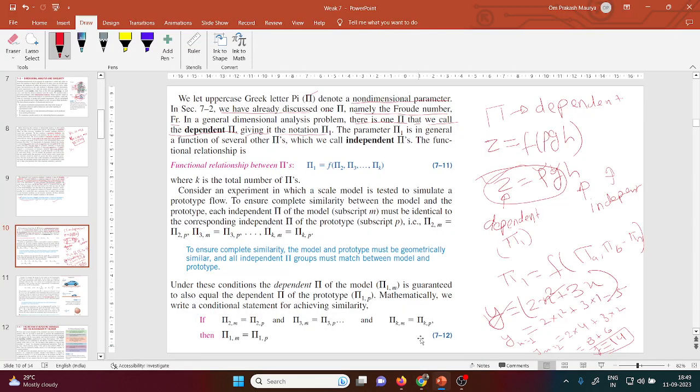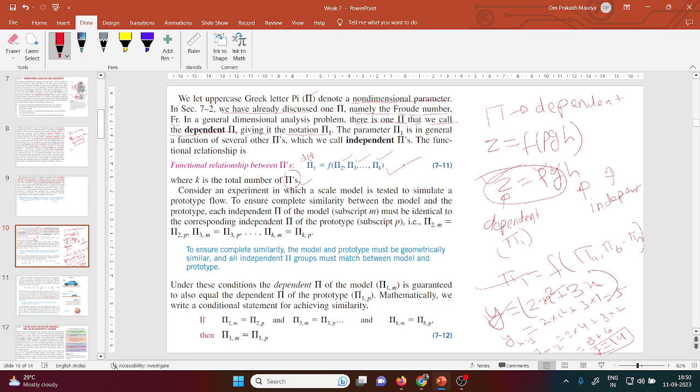So okay, now we'll move on to the concepts. As written here, the dependent parameter is a function of lots of independent parameters. Here k is the total number of pi's, and total number of pi's means the total number of independent parameters.